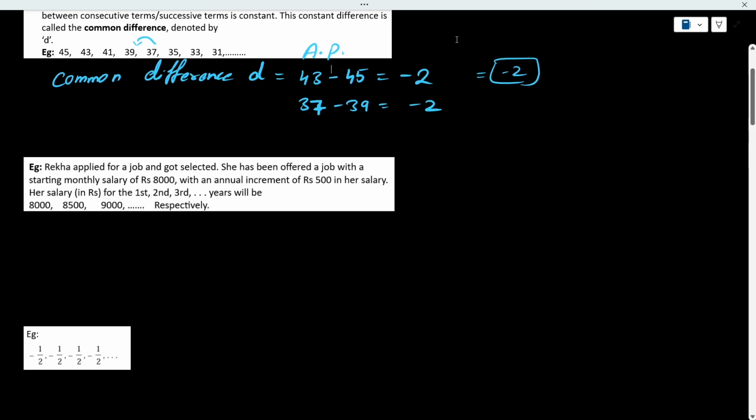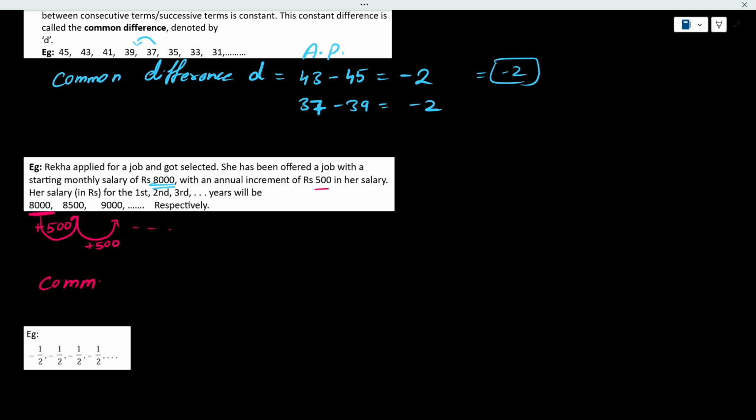Now look at the second example here. It says Rekha applied for a job and got selected. She has been offered a job with a starting monthly salary of 8,000 rupees with an annual increment of 500. So she is starting with 8,000. Then there is an increment of 500, so 8,500. Then again next year there is an increment of 500, which is 9,000, and so on. So what is the common difference here? The common difference has to be the same among the two successive terms. Then it's called an AP.